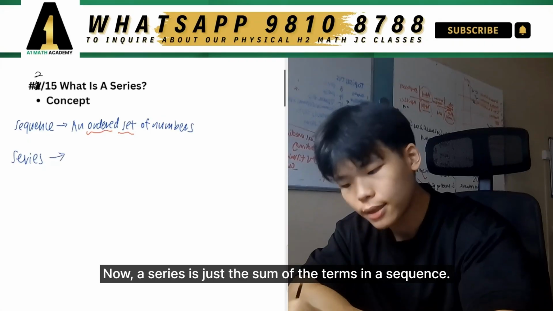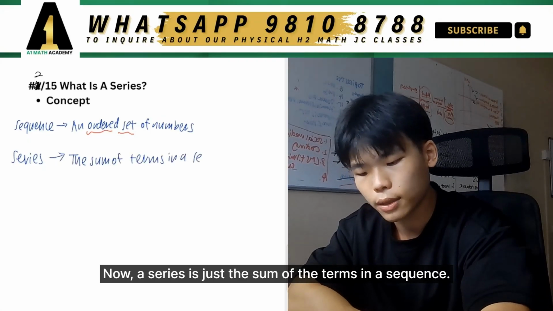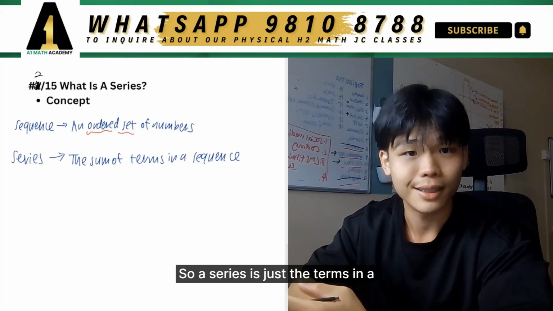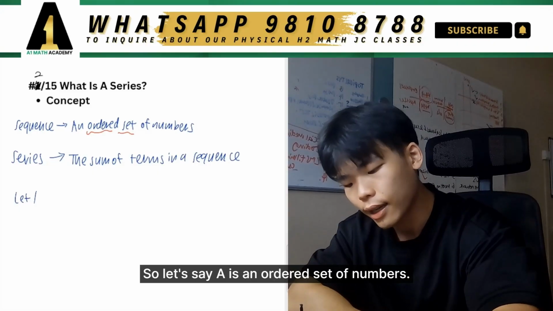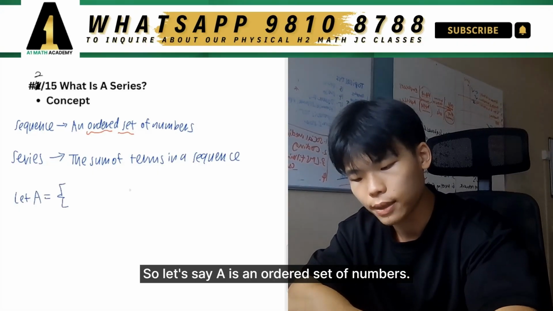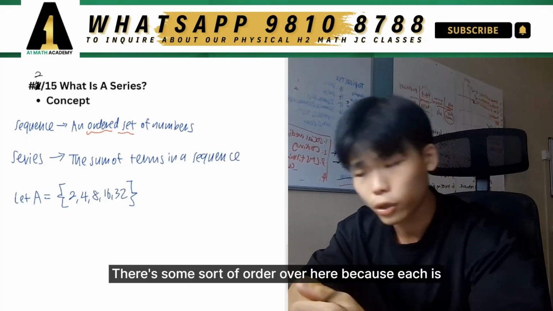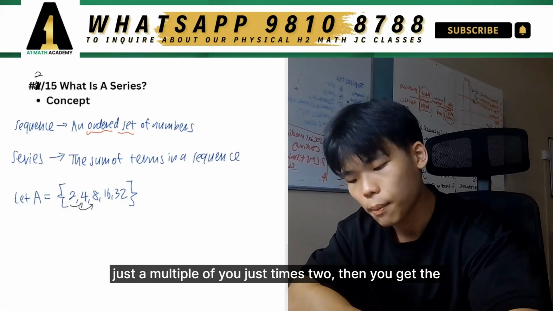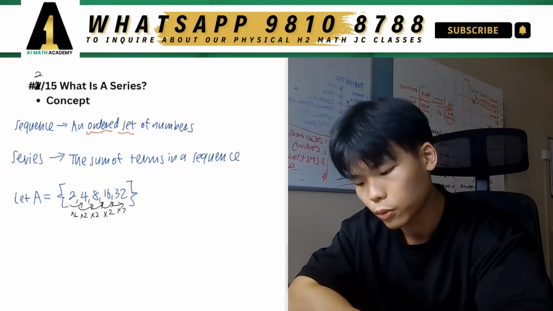Now, a series is just the sum of the terms in a sequence. So a series is just terms in a sequence that you add up. Let me give you an example. Let's say A is an ordered set of numbers, for instance 2, 4, 8, 16, 32. There's some sort of order here, because each term is just a multiple: you times 2 to get the next number. And from here to here is also times 2.